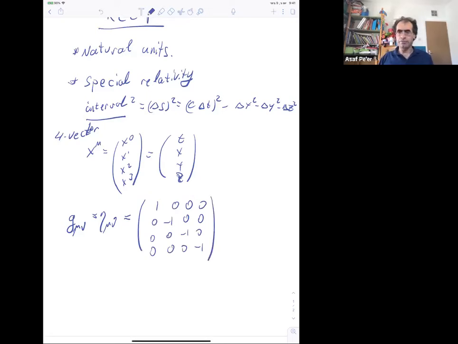And I told you, quite importantly, to remember that this definition is opposite to the definition used in astrophysics and in general relativity. So G mu nu GR is -1 times G mu nu particles. Why? To confuse you.